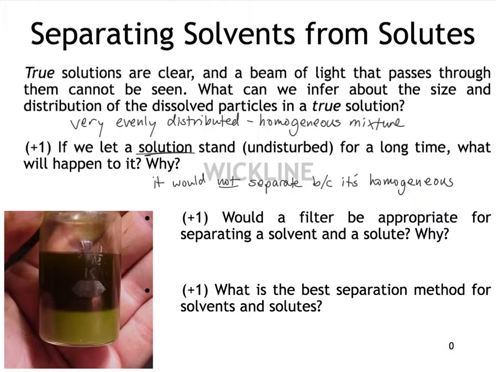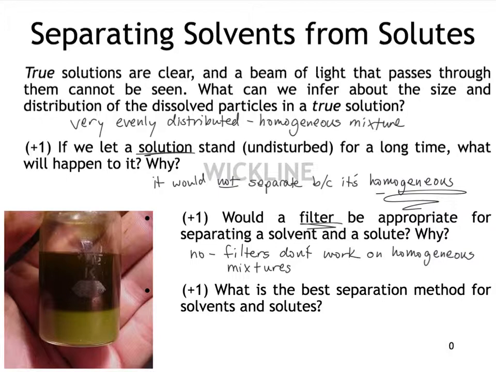So on a related note, a filter would not work if you were going to try to separate a solvent and a solute, because filters cannot work on homogeneous mixtures, and true solutions are homogeneous. So the best separation method for solvents and solutes, if they are dissolved, is most likely just distillation. Distillation can separate based on boiling point.